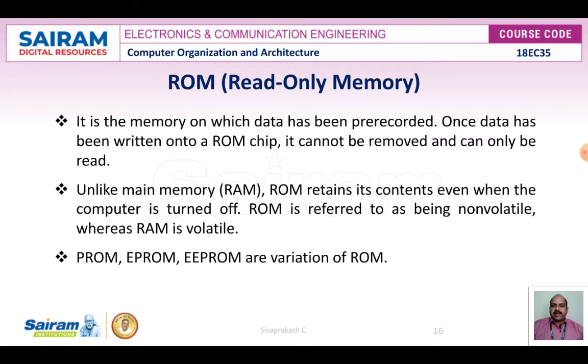Next, semiconductor memories may be classified as read-only memory, ROM. It's a memory on which the data is pre-recorded. Once data has been written onto a ROM chip, it cannot be removed and can only be read. Unlike main memory or RAM, ROM retains its contents even when the power is turned off. Read-only memory is referred to as non-volatile, whereas RAM is volatile. Read-only memory may be classified as programmable read-only memory, erasable programmable read-only memory, and electrically erasable programmable read-only memory. These are the variations of ROMs in the family of read-only memories.